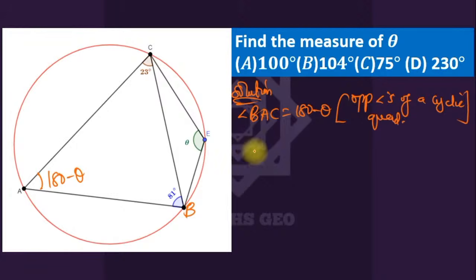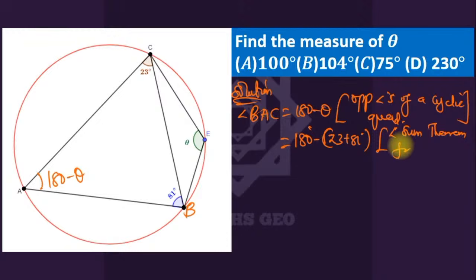And also that same BAC will be 180 minus the sum of 23 and 81, based on the angle sum theorem for a triangle. So the interior angles always sum to 180. So what do you have to say? This same angle BAC is this. Therefore you see that theta is 23 plus 81, which is 104. So that's our answer, option B.